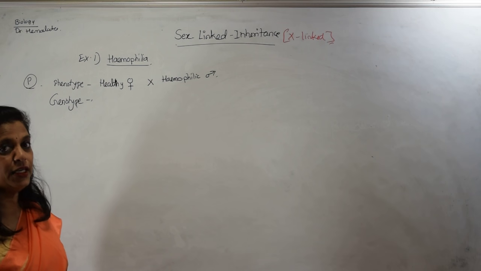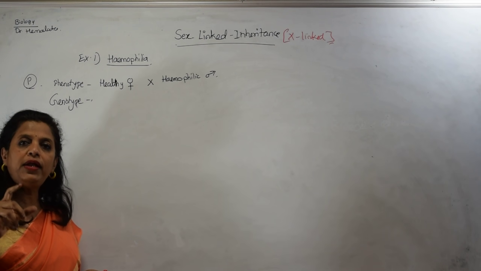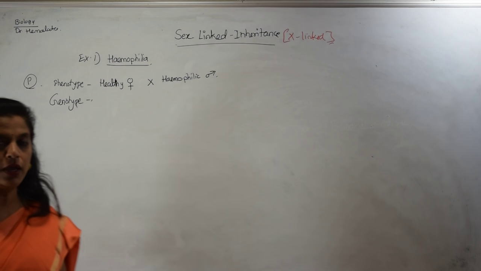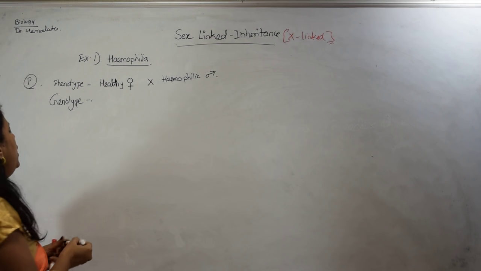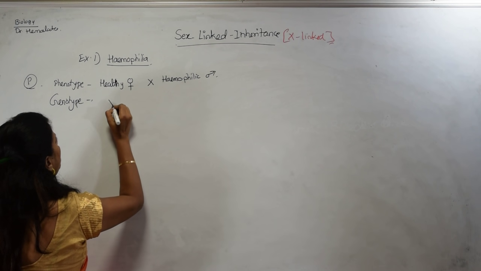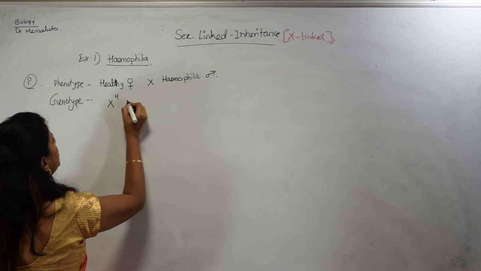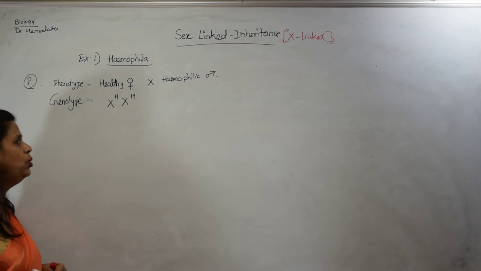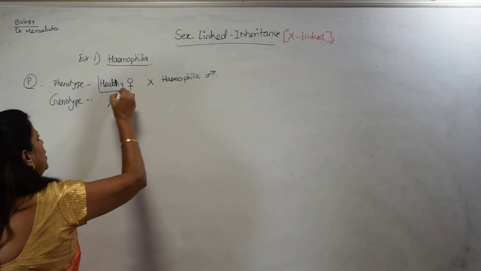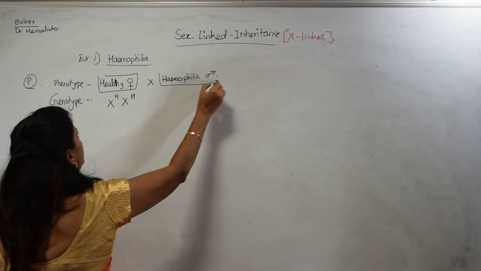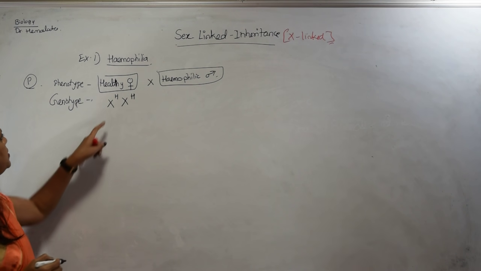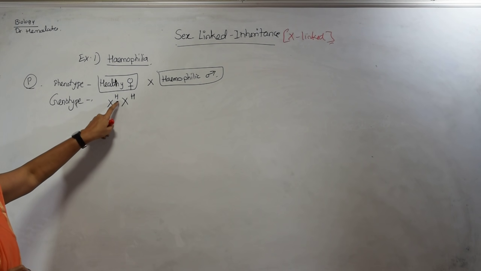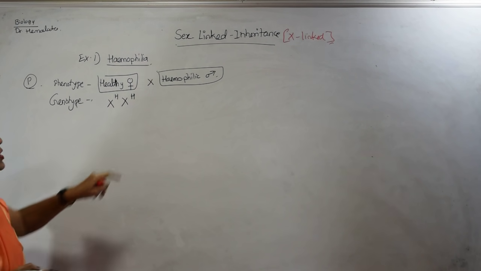Now it is not a simple genotype, remember, you have to write the complete chromosome and the genes. So what you will write here: healthy females will have X capital H, X capital H. See, this is the genotype. Don't actually circle these, I am only showing you so that you should not get confused. X capital H refers to the X chromosome having the allele capital H.